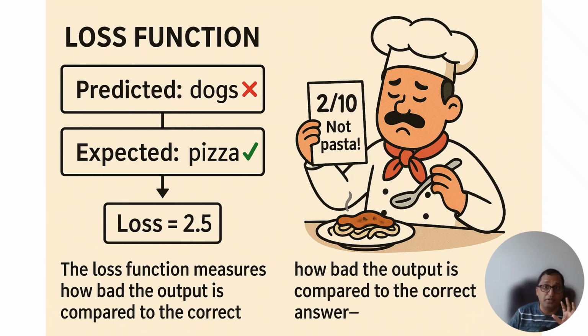Once a model makes a prediction, the next step is to evaluate how good or how bad the prediction was. In this example, the model predicted the next word would be dogs, but the correct word is pizza. So how do we measure how wrong the prediction was? This is where the loss function comes in. The loss function compares the predicted output with the expected one and gives us a numeric score. In this case, the loss is 2.5, which means the prediction wasn't just wrong, it is quite far off. The higher the loss, the more off the model is.